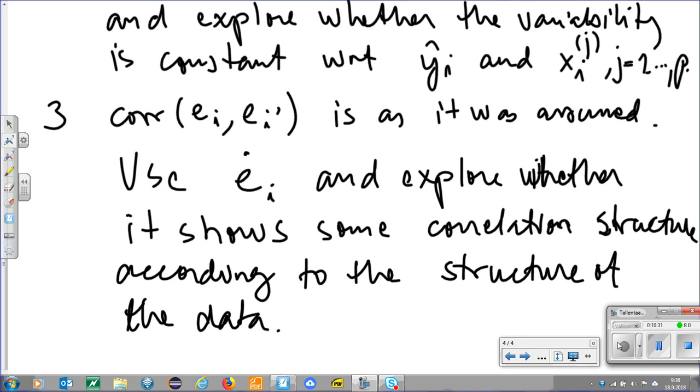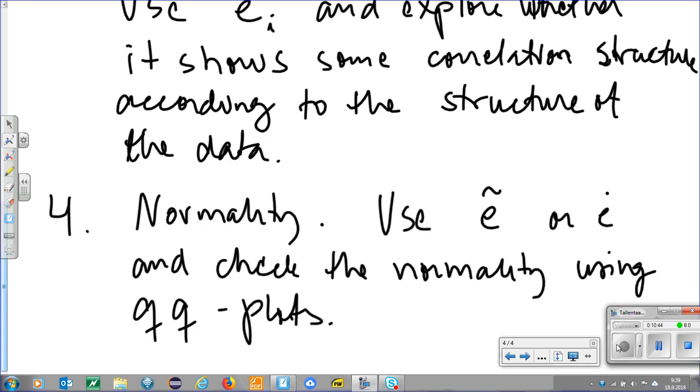And in this case, we use the normalized residuals, and we should explore whether the normalized residuals show some correlation structure according to the structure of the data. And then the fourth assumption, about the normality: we should use either the Pearson residuals or normalized residuals and check the normality using QQ plots. So for the QQ plots, we should not use the raw residuals either, if we have assumed some variance function for the data.